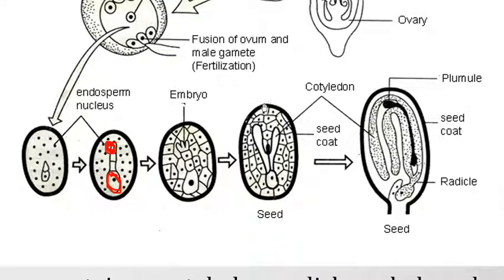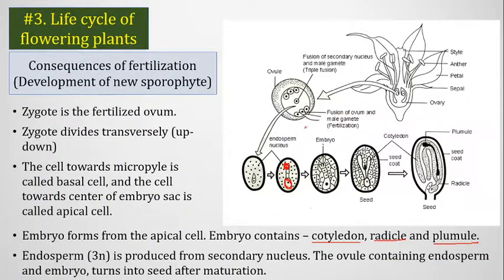And also the ovule turns into a mature seed. So here we see that the ovule wall becomes the seed coat or seed wall. We also say that endosperm is produced from the secondary nucleus, as we have discussed earlier. So the ovule turned into a seed, and it contains two parts: it contains endosperm, and it also contains the embryo. And the embryo can be further divided into three parts, as we have discussed: cotyledon, radicle, and plumule.